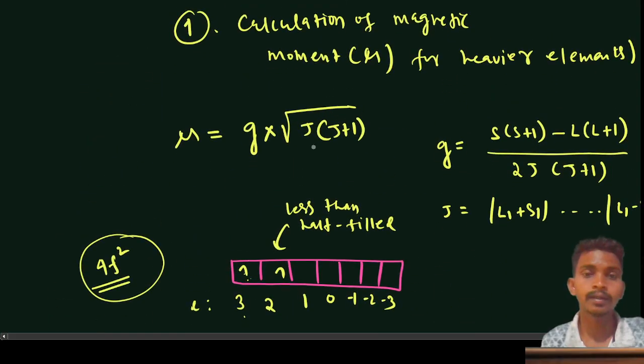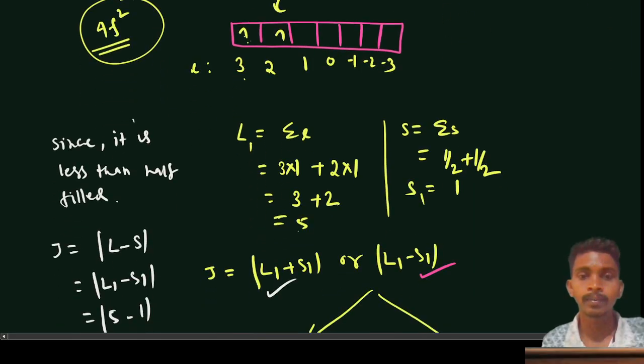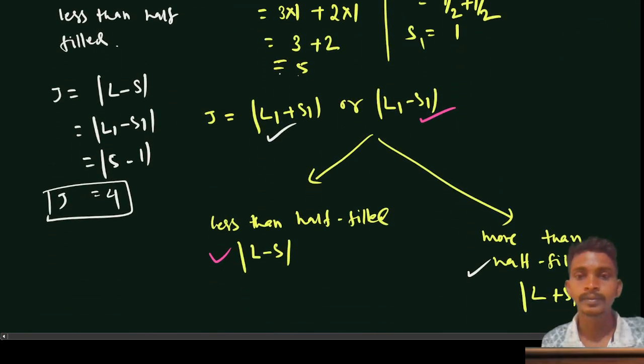So what is needed? We need the J value, and the G value also. How to calculate G? G is given by this formula. For that we also need the S value and the L value. L value we have, 5, and S value we also have, 1. So from here we can calculate the value of G.